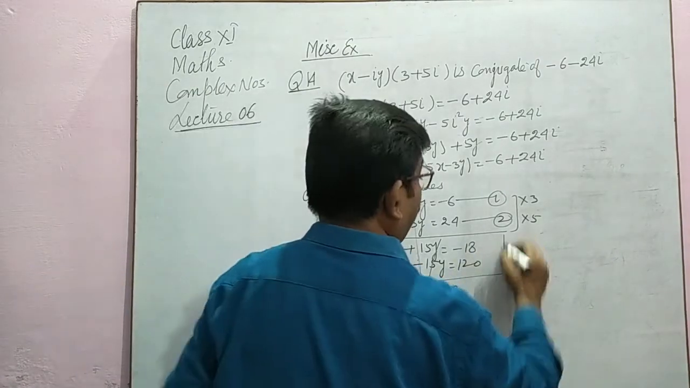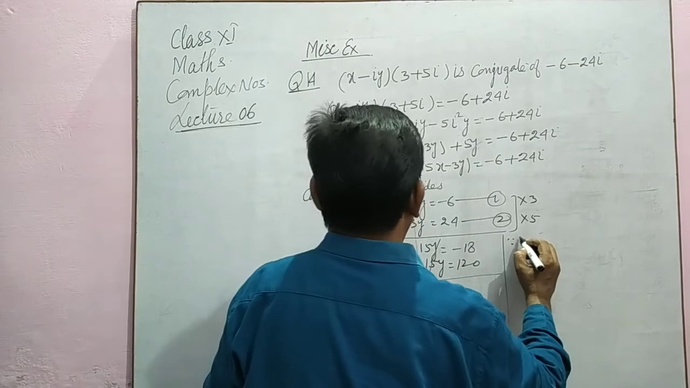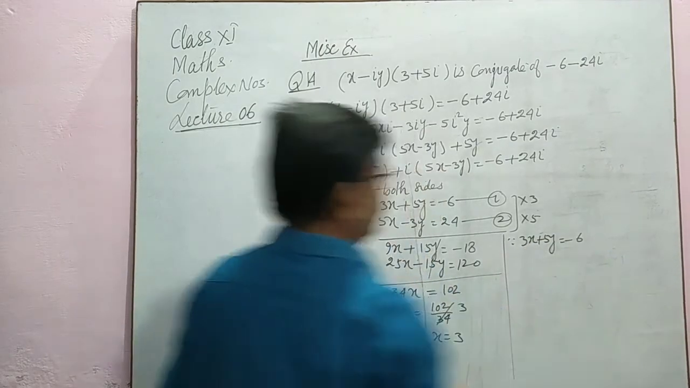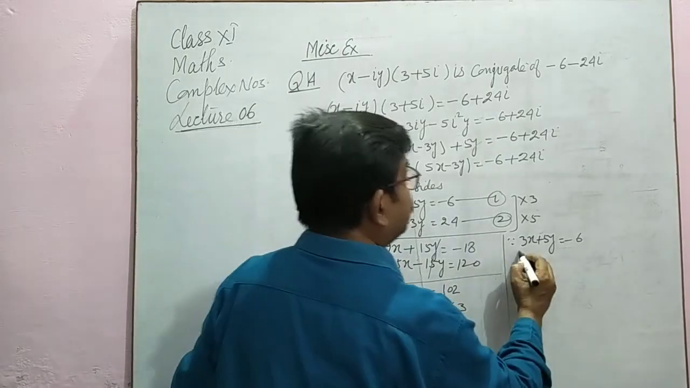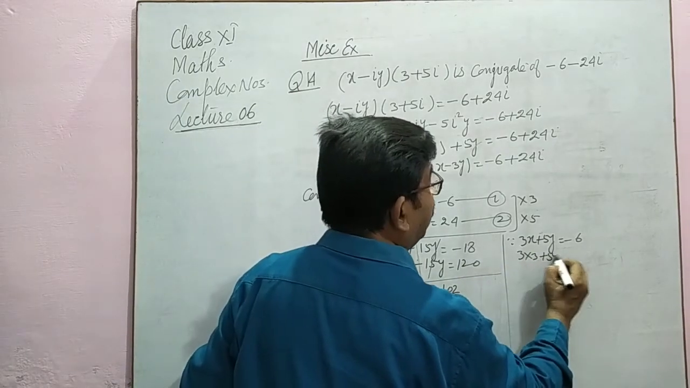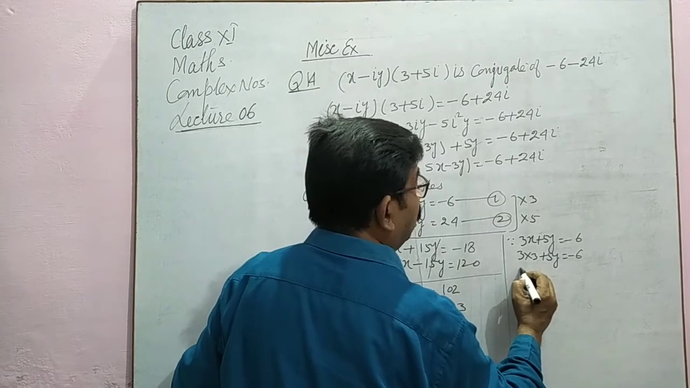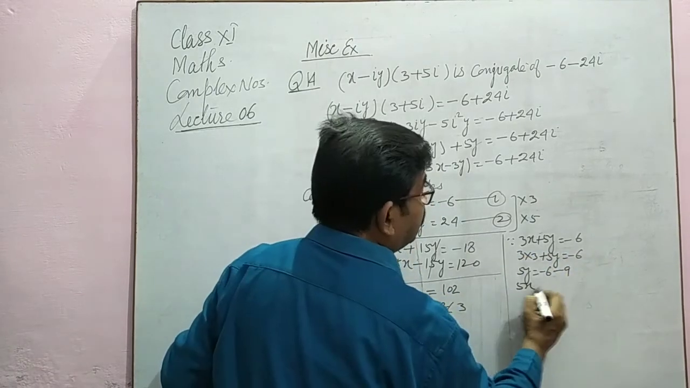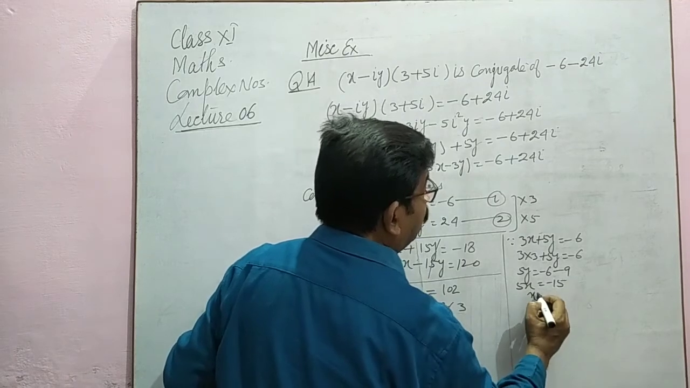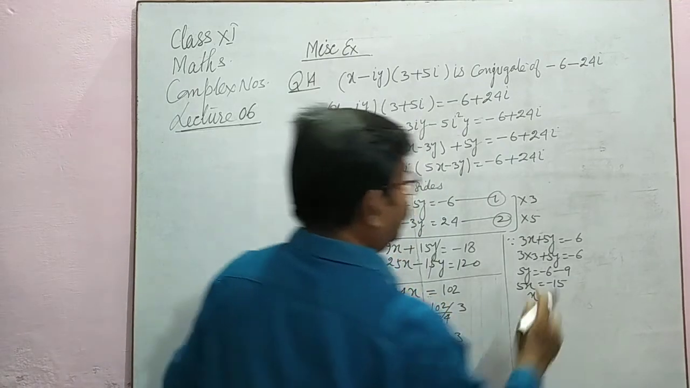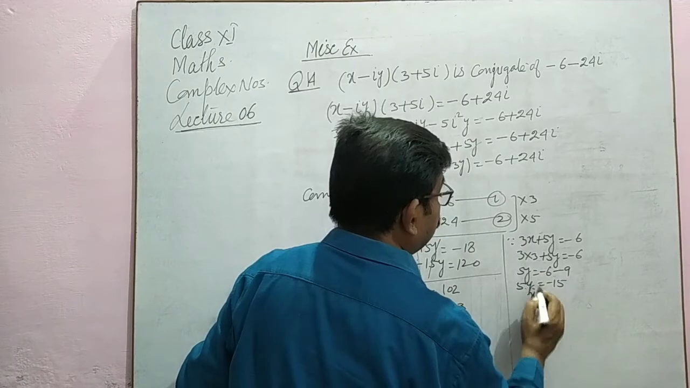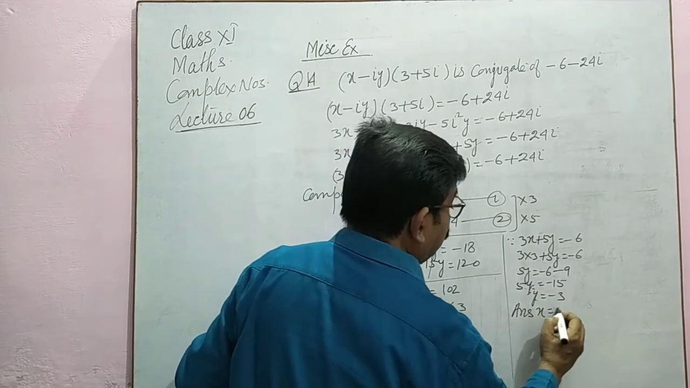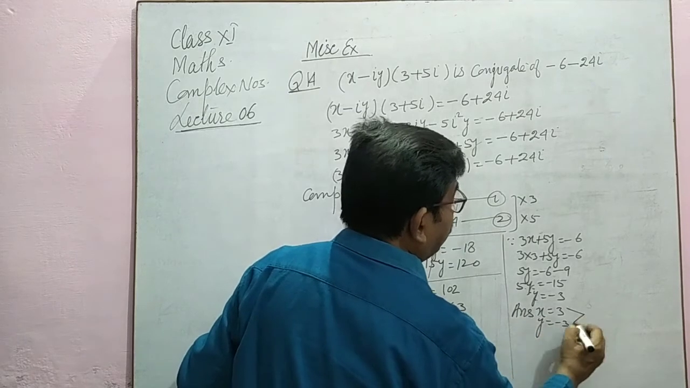Now put the value of x. Since 3x plus 5y is equal to minus 6, equation number 1, put the value. This is 3 into 3 plus 5y is equal to minus 6. 5y is equal to minus 6 minus 9. This side 5y is equal to minus 15. y is equal to minus 3. So the answer is x is equal to 3, y is equal to minus 3.